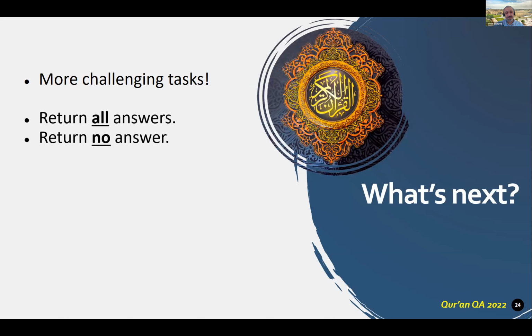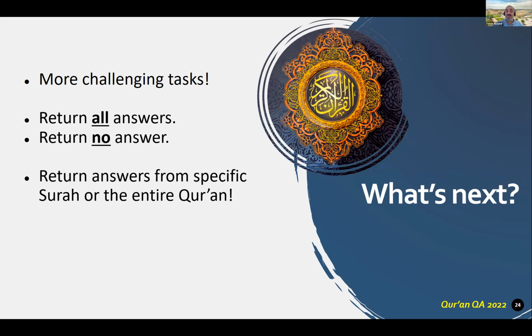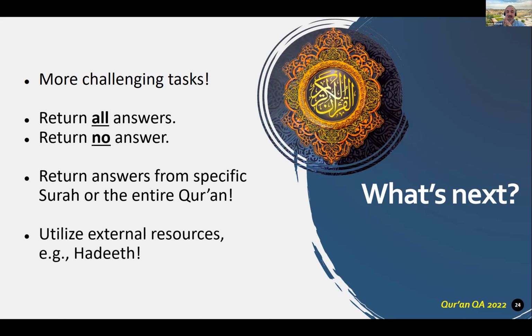We can also return answers from a specific surah or from the entire Quran. Of course, this is much more challenging, and that's actually was our main objective, is to find answers in the entire Quran. Ayatic and QRCD will help, especially Ayatic, because we found all the direct answers for the questions. Of course, we need to extend it with new questions and answers, inshallah, for the next version. We can also allow in some subtasks maybe to utilize external resources, maybe hadith or tafsir, in addition to the Quran itself.